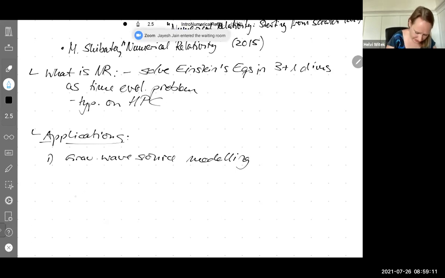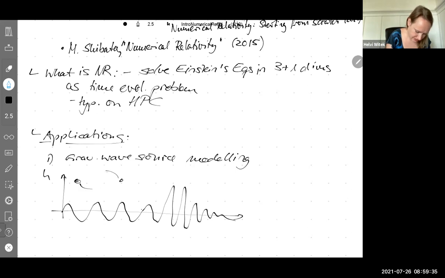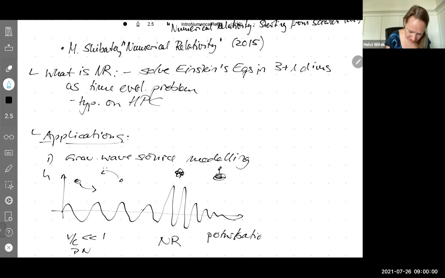If I look at this as a waveform, say our strain as a function of time, we would have this early inspiral phase where the frequency and amplitude increase over time as the binary gets closer and closer together, until we enter the merger and then the ringdown. So here we have large separations, velocities are small, and we can use post-Newtonian theory. Then we enter the merger regime where everything is highly nonlinear, and we need numerical relativity. And then we have the ringdown, where we can use perturbation theory and what we also cover with numerical relativity.